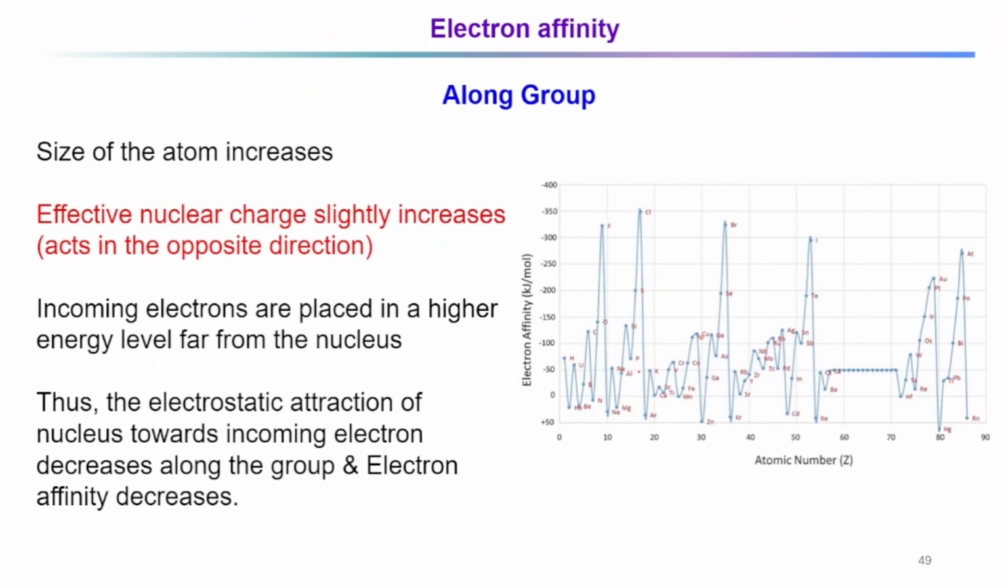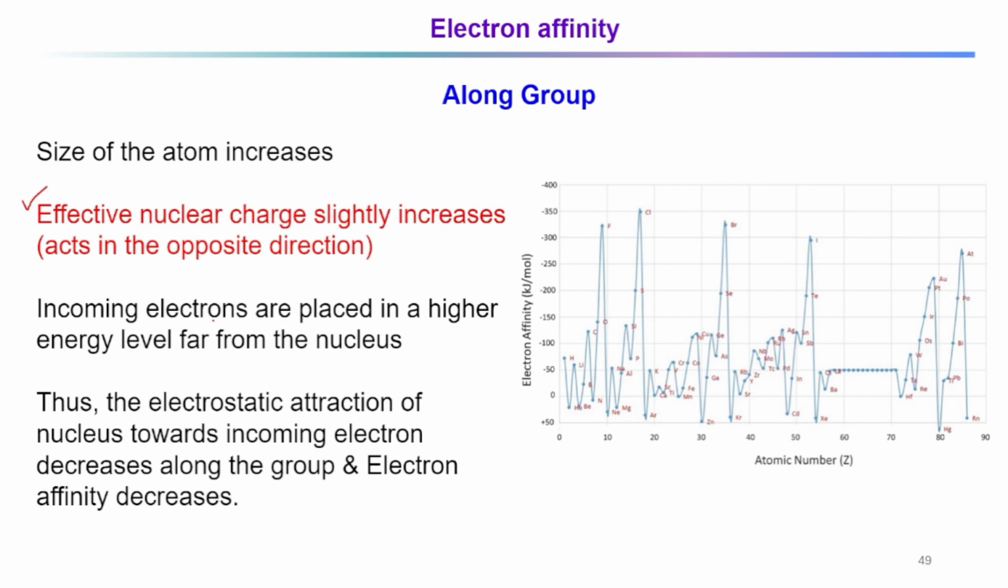Now let's see along the group. What is the trend along the group? What factors are there? The size of the atom increases. As we go from top to bottom, we have more and more shells or orbits, so the size of the atom increases. Effective nuclear charge slightly increases, which acts in the opposite direction. But this point is minor, so we can neglect it. This is written in red. This is a minor factor.